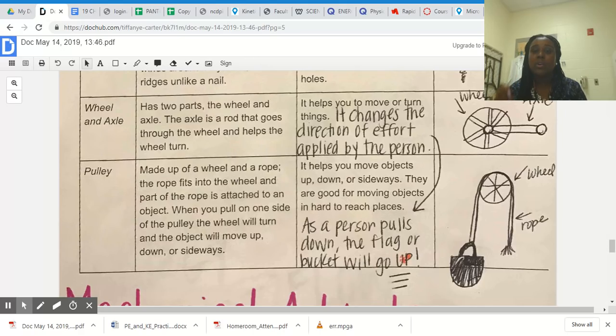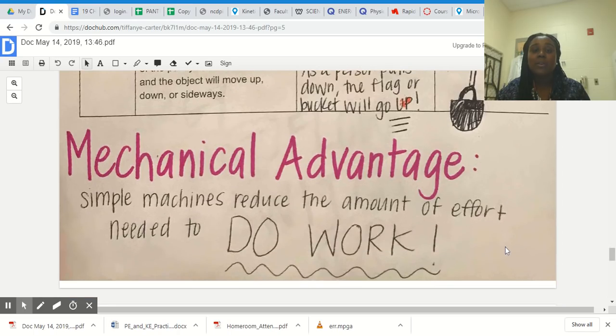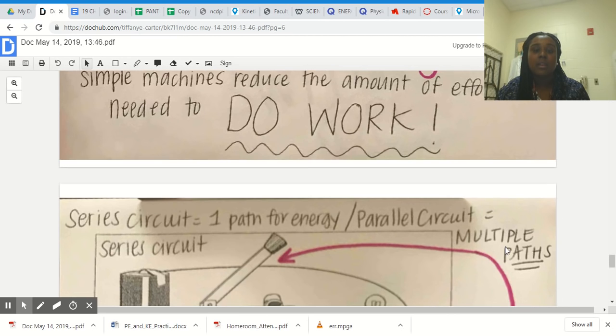So pulleys help change the direction of force. And the more pulleys you add, the less effort has to be applied. And they're just a wheel and a rope. All right, so mechanical advantage. Mechanical advantage just means if I use a machine, it's an advantage to me. So the person applying the force, applying the effort, can reduce those two things if I use a machine. They reduce the amount of effort needed to do work.